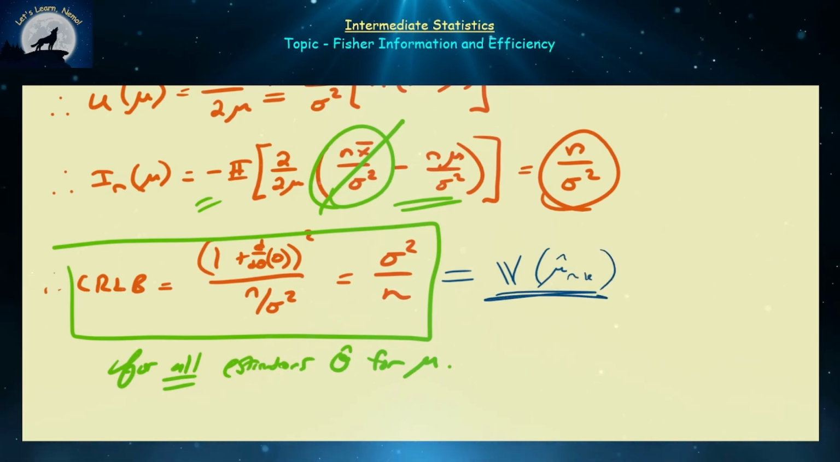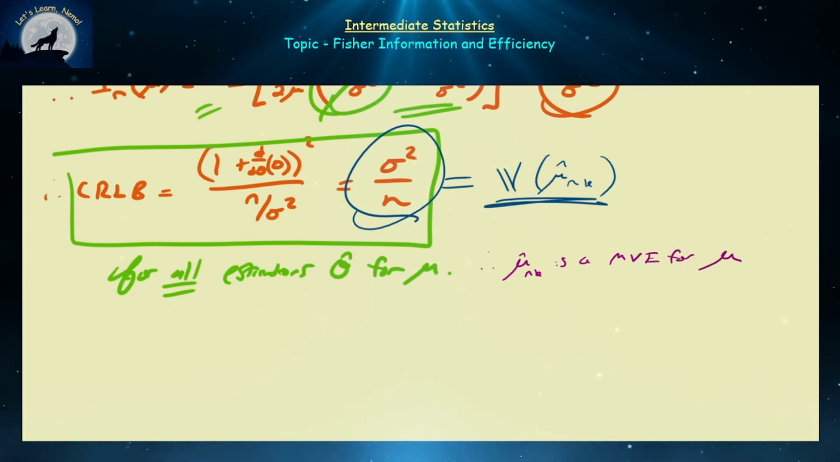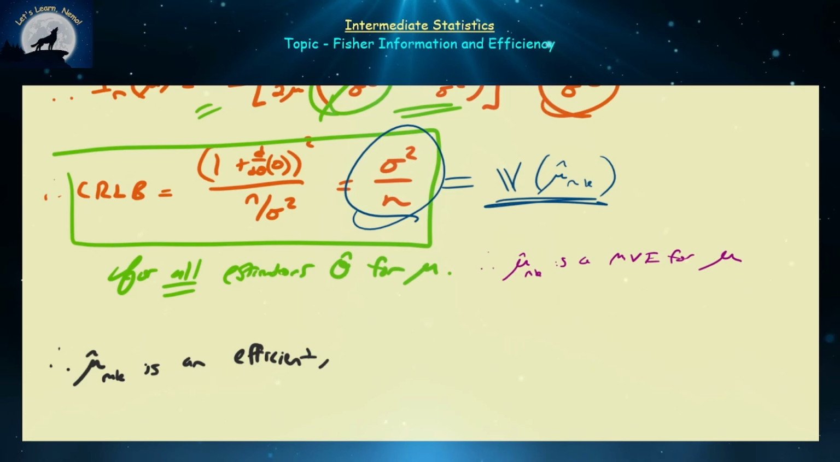So since the variance of our estimator is equal to the Cramér-Rao lower bound, which is the lowest possible variance for any estimator of theta, that means what? So that means mu hat MLE is a minimum variance estimator for mu, right? And moreover, we can say a lot more than that by now. So that means we have that mu hat MLE is an efficient, unbiased, maximum likelihood estimator for mu.